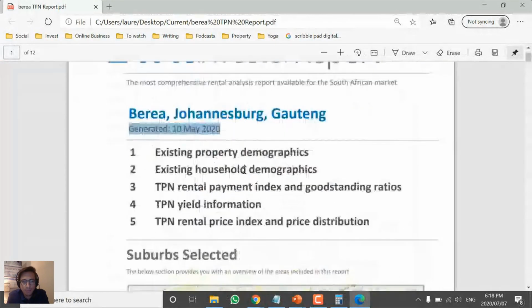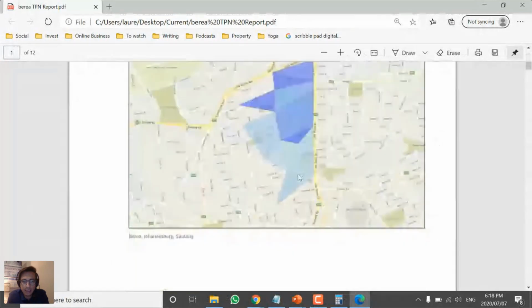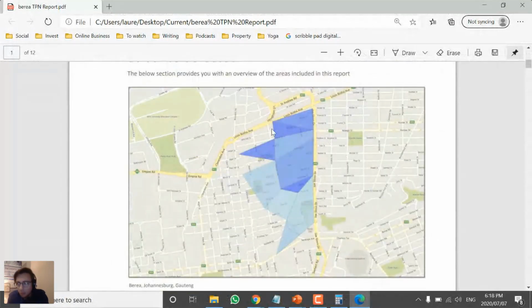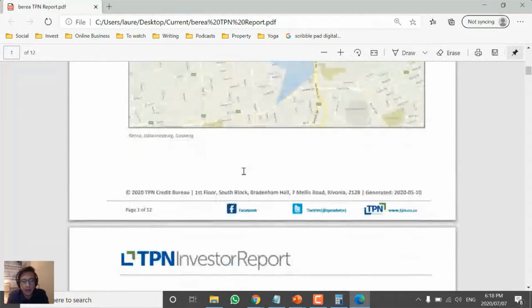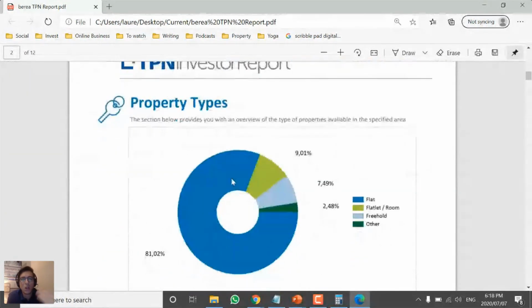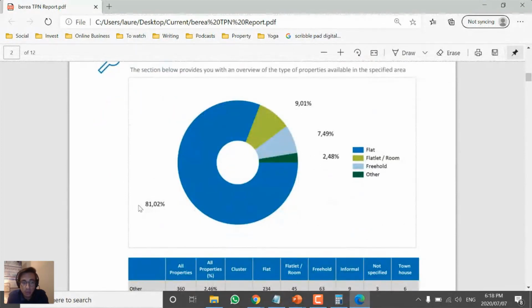So you can see I generated this about a month and a half ago, 10th of May. And essentially what I've selected is sort of the center of town. So the Hillbrow, Yeoville, the Berea area. Now, in this investor report, you're going to get a lot of information. You're going to get things like here are the property types, right? And you can see that 81% of the properties there are flats, which is why I always look for flats within Berea, but a price between certain brackets, because I know where the market is sitting at that point in time. If you look at maybe the Joburg South area, you'll see a lot more flatlets and rooms because that's the type of market that you've got there.